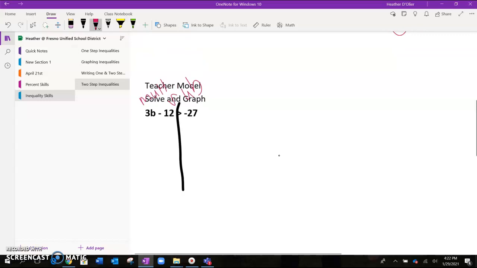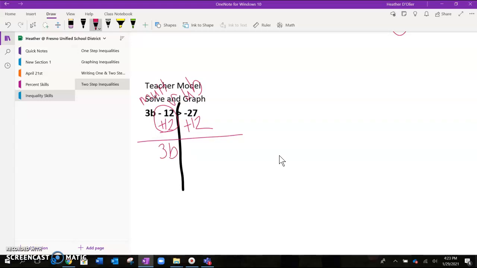So I'm doing the inverse of subtracting 12. So I'm adding 12 to both sides in order to keep it true. When I have negative 12 and I add 12, that makes 0, okay? So since that's gone, I'm not going to write 0 below it. I don't need to do that. But I'm going to bring 3b down. That way I'm continuing this problem.